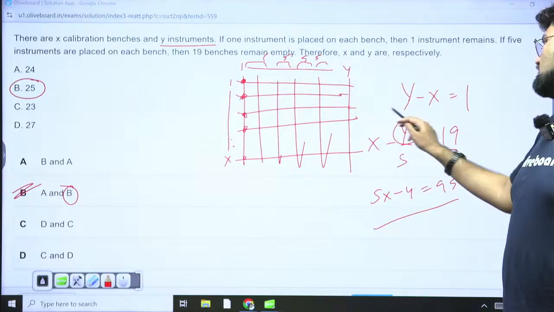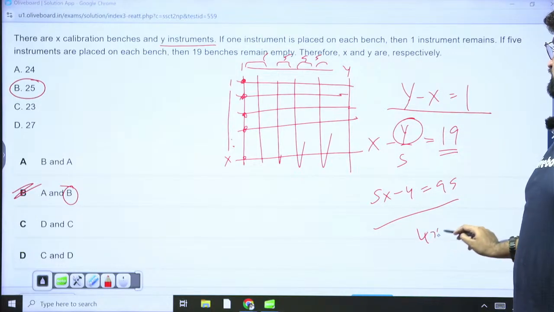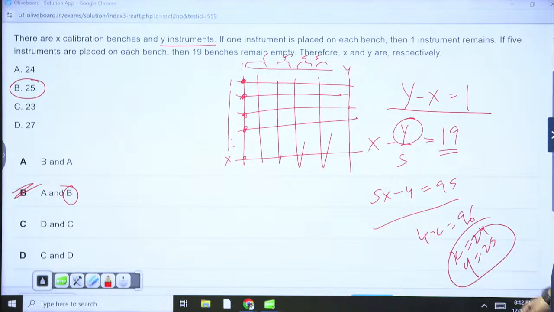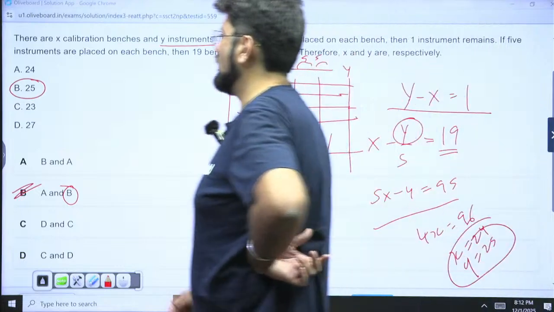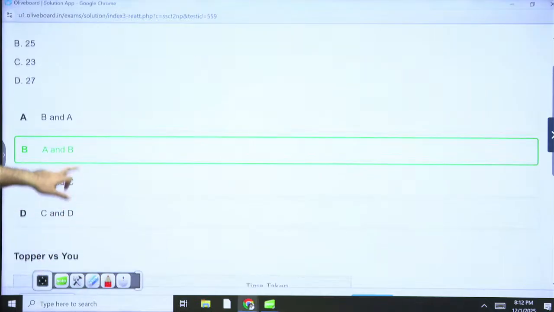Now add both these equations. So y and y will get cancelled. This is 4x, which is equal to 96, which makes x as 24, which makes y as 25. So your answer will be: x is 24, y is 25. So option B is the correct answer. Clear? So very interesting question.